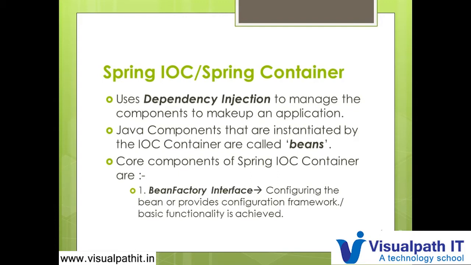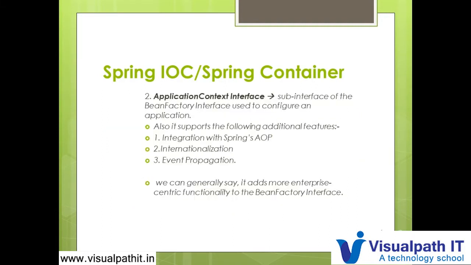Now let's learn what exactly a bean is. A bean is nothing but a Java component that is instantiated by the Spring IOC container. There are two important interfaces, or components, that come under the Spring IOC container. What are those? One is the Bean Factory interface and the next is the Application Context interface.